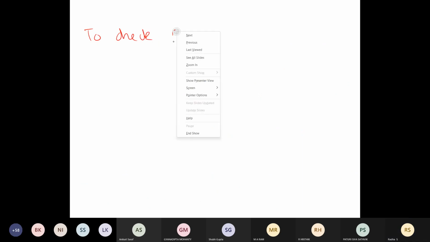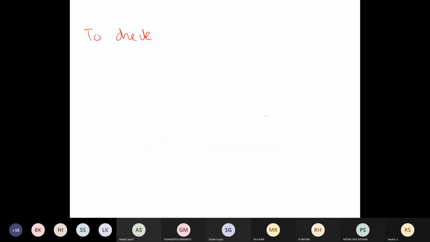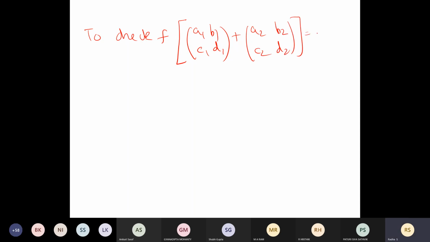Check F of A1, B1, C1, D1 plus A2, B2, C2, D2. This is equal to F of A1, B1, C1, D1 plus F of A2, B2, C2, D2. Okay. So right side, both the values we have calculated.